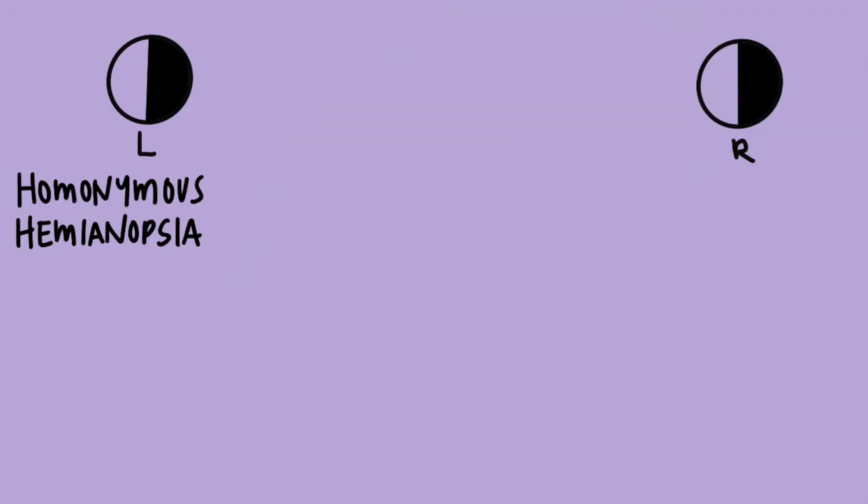Moving posteriorly from the optic chiasm, the optic tract includes the left temporal portion and the right nasal portion that came from the eyes. A lesion here would reduce the left central vision and the right peripheral vision, so basically the right side of both eyes is reduced. This is called homonymous hemianopsia.